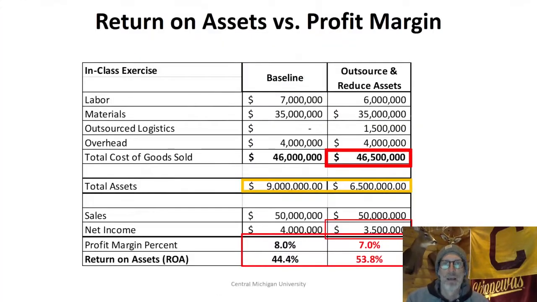Okay, so return on assets versus profit margin: by reducing the assets, in this case by outsourcing. A lot of companies outsource for this reason. They want to reduce the number of assets they have, and thus they can improve the return on assets. In this case, by outsourcing, Gentex improves their return on assets from 44.4% to 53.8%, almost 54%. So a significant increase in the return on assets, even though they have somewhat increased their cost. Even though they've reduced their net income by $500,000, they've actually improved the return on assets, if that is how they're being measured.